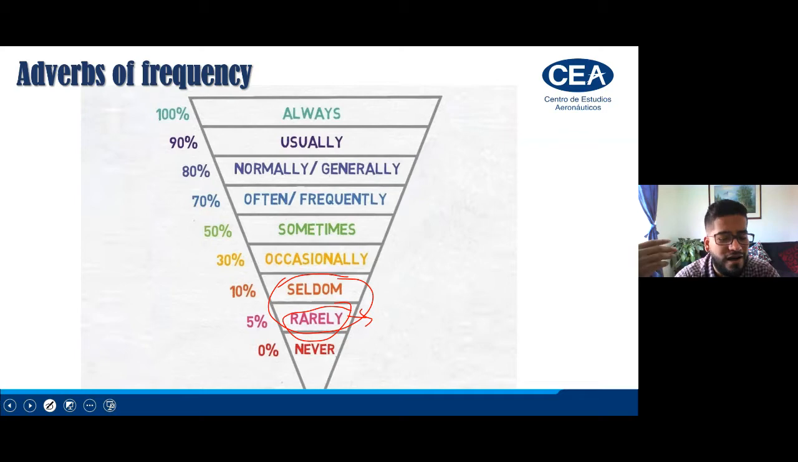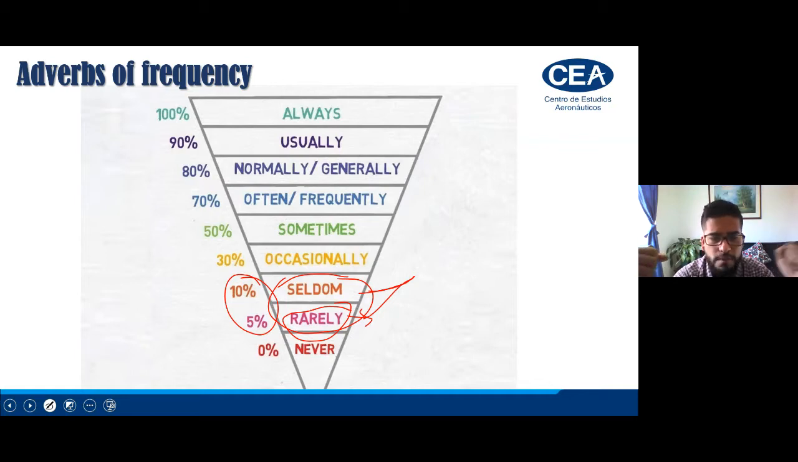Okay, rarely, raramente. But in this context, maybe you can translate these two words with the same meaning in Spanish, seldom and rarely. What's the difference in English? So it's going to be the repetition of these actions. Rarely is around 5% and seldom 10%. So seldom is with more frequency than rarely. Basically, this is the difference, because in Spanish they have the same meaning, raramente.